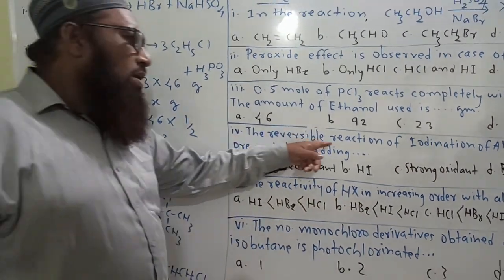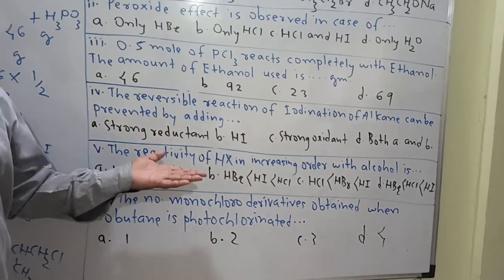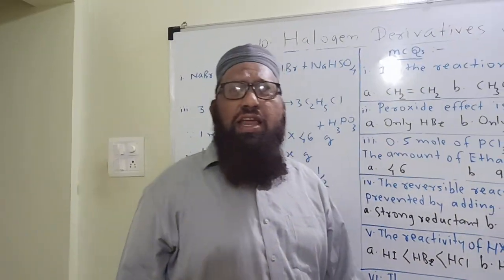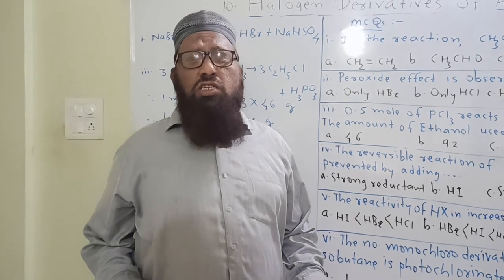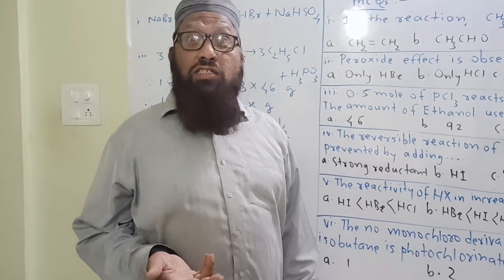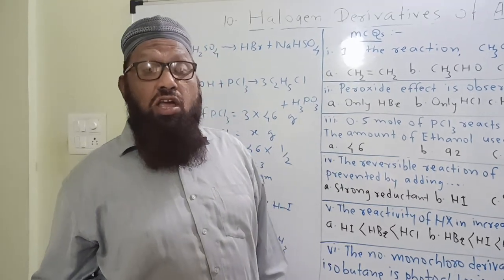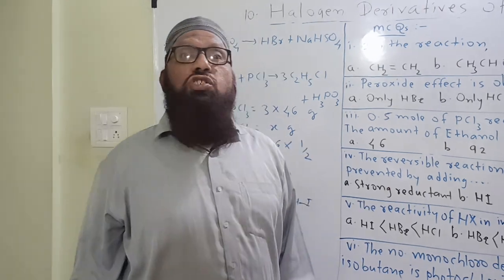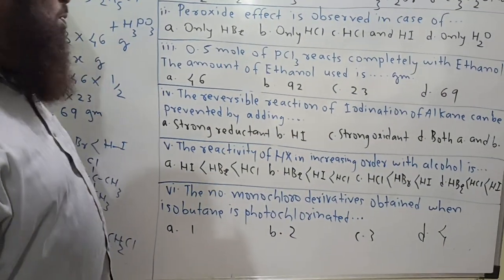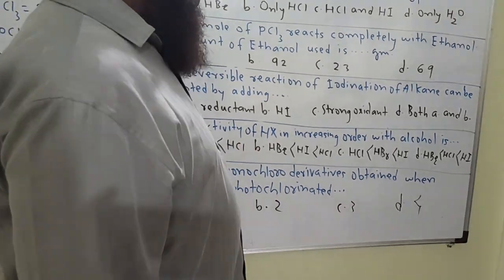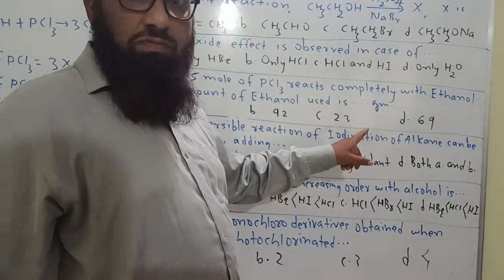Fourth, the reversible reaction of iodination of alkane can be prevented by adding what? We know that direct iodination of alkane is reversible. Why is this reversible? Because the HI formed acts as a strong reducing agent, and to destroy that HI, we always have to use an oxidizing agent. Oxidizing agent is the correct answer. Another name for oxidizing agent is oxidant, and we have to use a strong oxidant. C is the correct option.